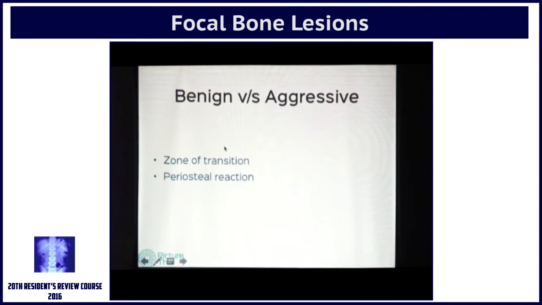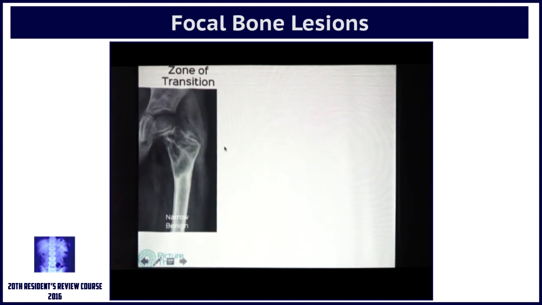Now, once the lesion is identified, we need to characterize it and figure out whether it's benign or aggressive. That's done with zone of transition and periosteal reaction. Zone of transition is the transition point between the lesion and the normal bone. So when it is very narrow and sharply defined, it basically tells us the biologic growth potential. So this is a very low biologic growth potential lesion, or a very slowly growing lesion, if at all, and therefore by inference it's a benign lesion.